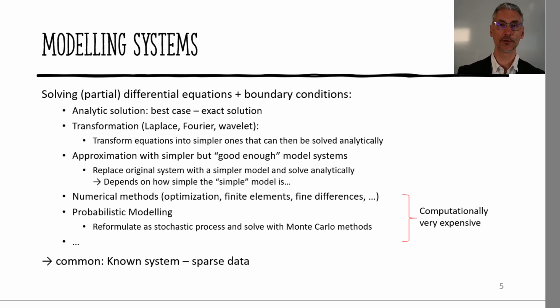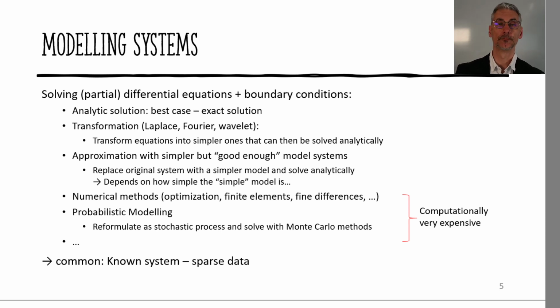So how can we solve those in general? For some of those there is an analytic solution. This is the best case, because then we have an exact solution that we can work with. There are also a number of transformation approaches like Laplace, Fourier or wavelet transformations that help make the differential equation easier to solve. Sometimes it's also enough to approximate the system that we have a differential equation for with a simpler system. That is good enough, shall we say. It's not exactly the system that we want to model, but all relevant aspects are covered to the degree of accuracy that we require. And then this model system can be solved more easily with the methods that we have.